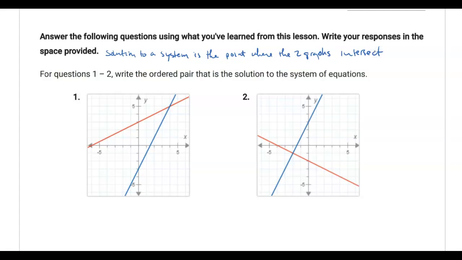Right away when I look at this first example, I have the red line and the blue line. Where is this solution going to exist? Or where do the lines intersect? These lines intersect at 1, 2, 3, 4, and 1, 2, 3, 4, 5. So the solution to this system is at (4, 5). Now the next one, number 2, the solution to this system is going to be at (negative 2, negative 1). That's where the solution to that will be.